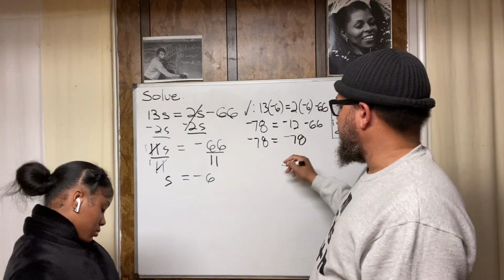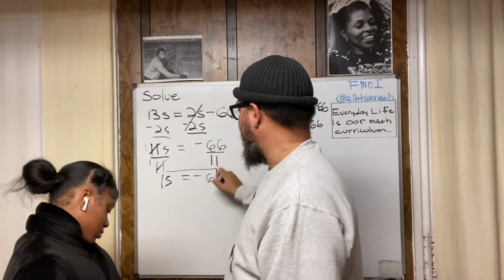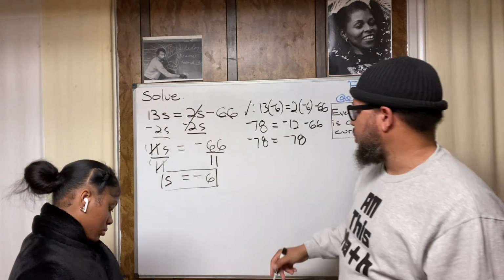So because we got that, that means that this is correct. So you draw a box around it. Once you know it's correct, draw your box around it.